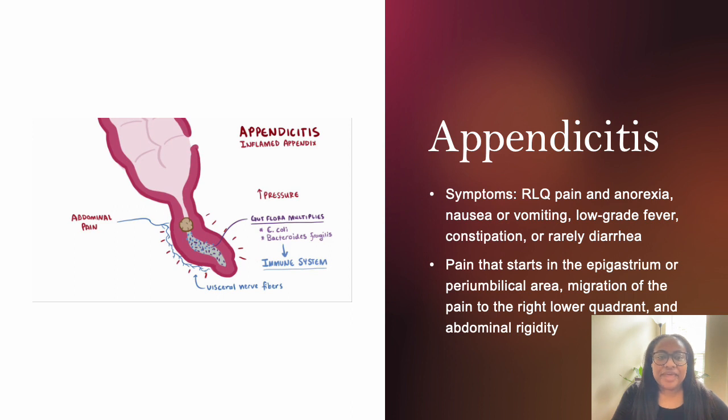Additional findings with that can be that the patient may experience some anorexia, they may have some fever, they may have nausea or vomiting. Sometimes patients will present with the pain in different areas, so it may start off in the epigastric region, it could also be in the periumbilical region, but eventually that pain typically will migrate to the right lower quadrant. The patient may also have some abdominal rigidity, so think about peritonitis, but please, always, with right lower quadrant pain, think about appendicitis.